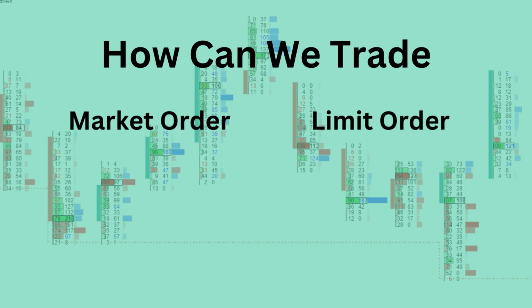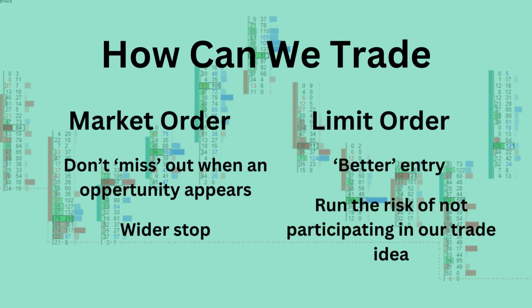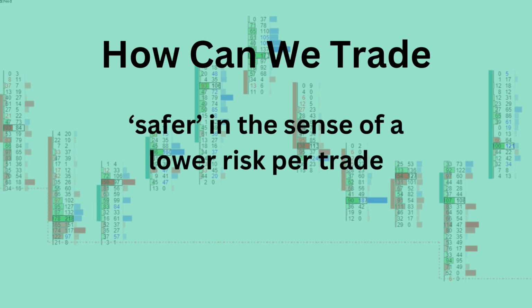There are benefits and drawbacks on both. By marketing in, we don't miss an opportunity when the setup presents itself, but we will have wider stops overall. By using a limit order, say by placing our order at the high volume or delta nodes, we get a far better entry. Our risk will be less, however we don't always get our limit taken. Therefore, just because it's safer, it doesn't necessarily mean you are capitalizing on the opportunity presented.